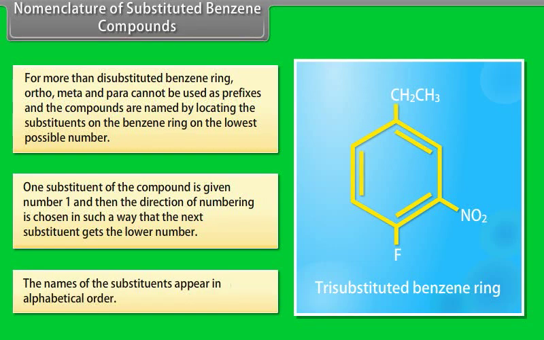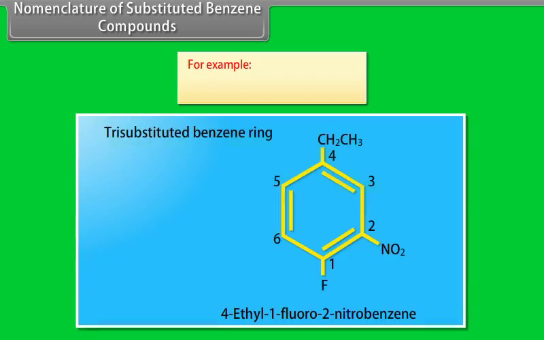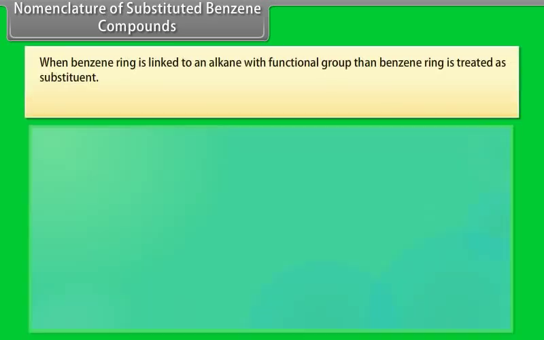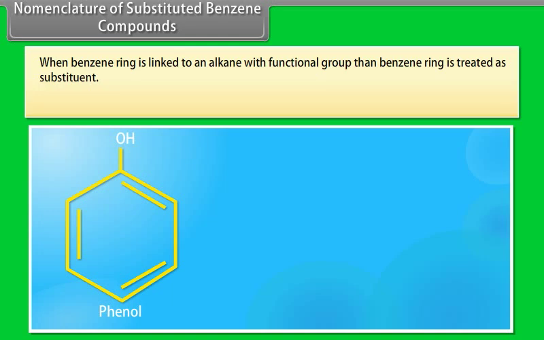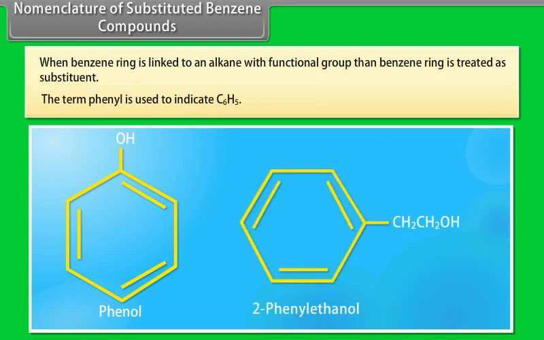The names of the substituents appear in alphabetical order. For example, we assign number 1 to fluorine so that nitro gets 2 and ethyl gets 4. This compound can be named in alphabetical order as 4-ethyl-1-fluoro-2-nitrobenzene. When the benzene ring is linked to an alkane with a functional group, then the benzene ring is treated as a substituent. The term phenyl is used to indicate C6H5.